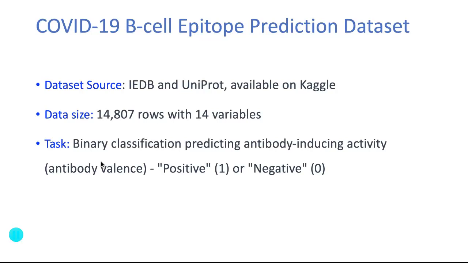The dataset consists of 40,807 rows and 14 variables, including protein and peptide features, as well as the target variable, antibody valence. Our primary task is to perform binary classification to predict whether a given amino acid peptide exhibits antibody-inducing activity, with the target variable being either positive equal to 1 or negative equal to 0.